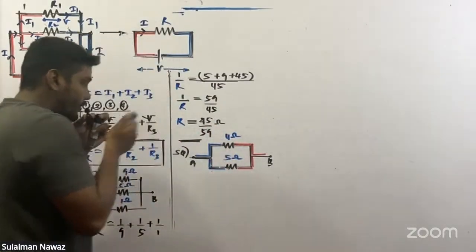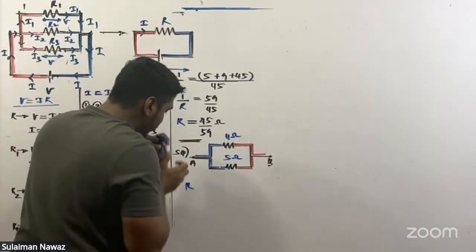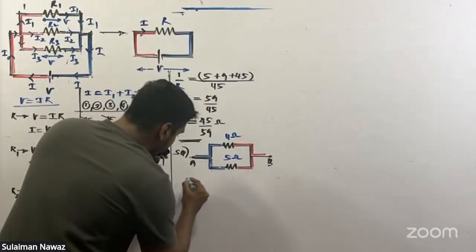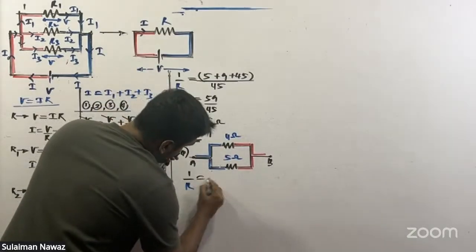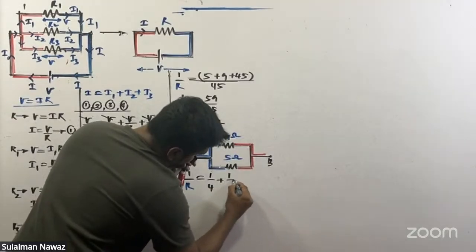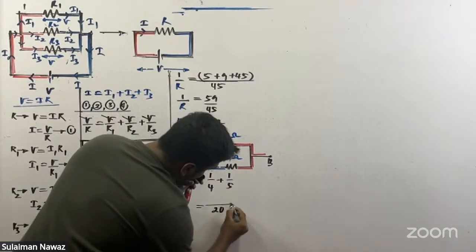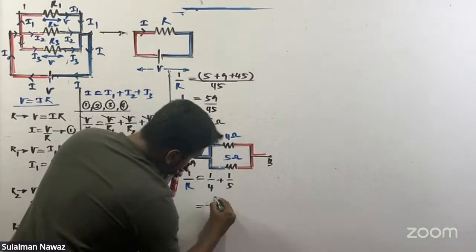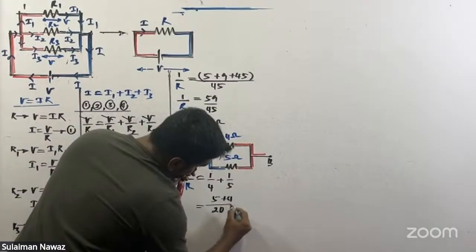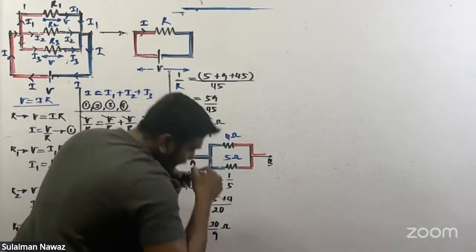In that case, if you want to find the equivalent resistance, you write the equation. 1 over capital R must be equal to 1 over 4 plus 1 over 5. One can simplify this. 4 into 5 means 20. Then 20 over 5 plus 4, so you end up with 20 over 9 ohms as your equivalent resistance.